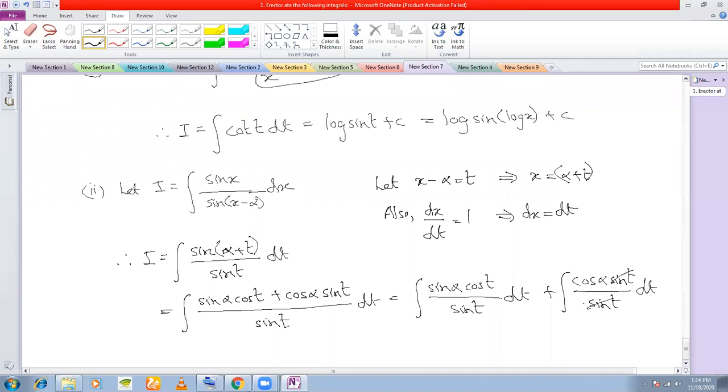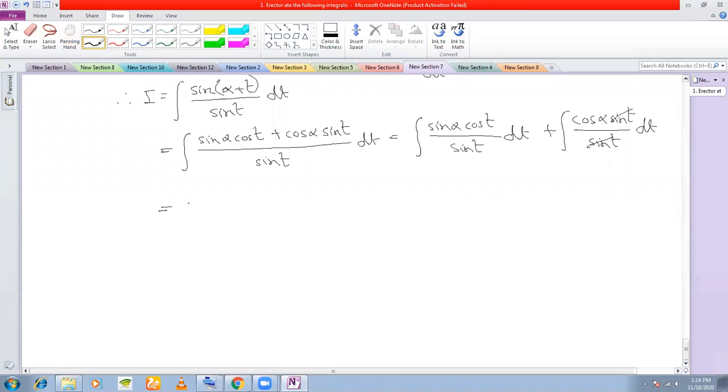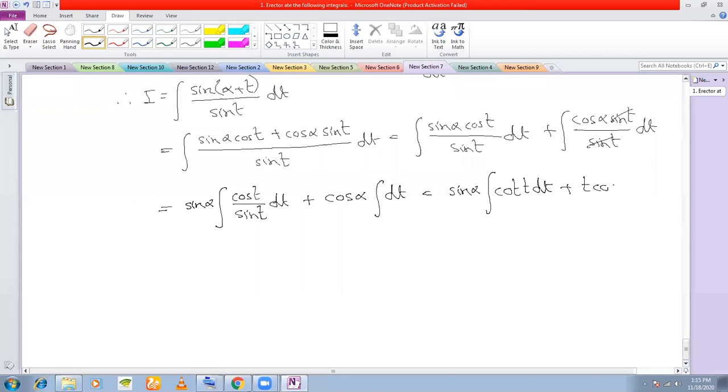Here sin t and sin t cancel. And what will happen to the first integral? Alpha is a constant, so sin alpha is also a constant; you can take it out of the integration, leaving cos t by sin t. Cos alpha is also a constant, so the second is cos alpha times integral dt. So this becomes sin alpha integral cot t dt plus t cos alpha.